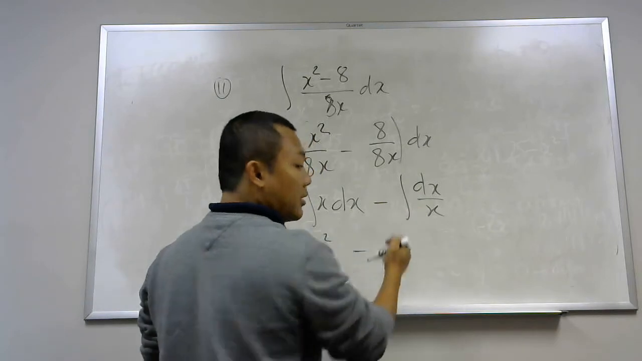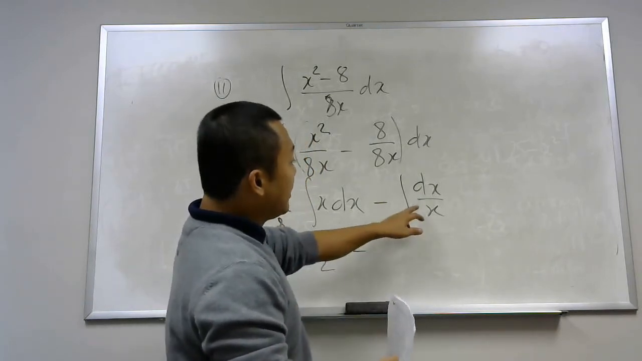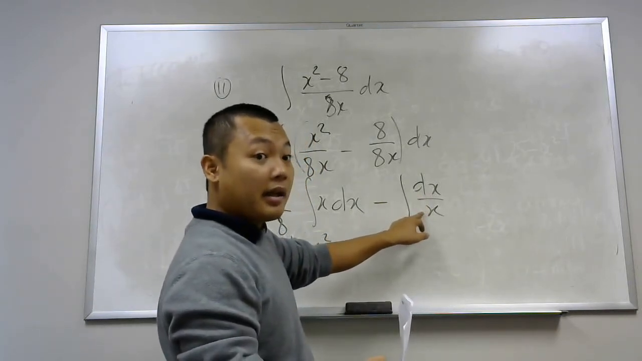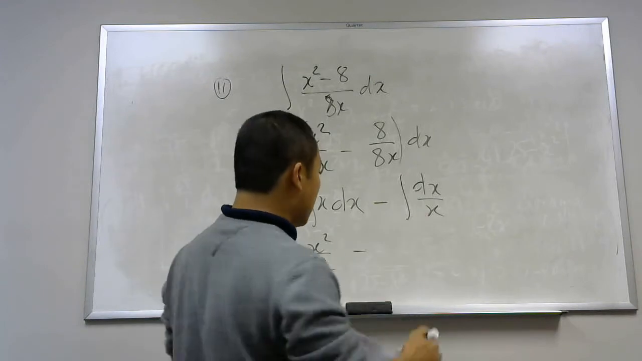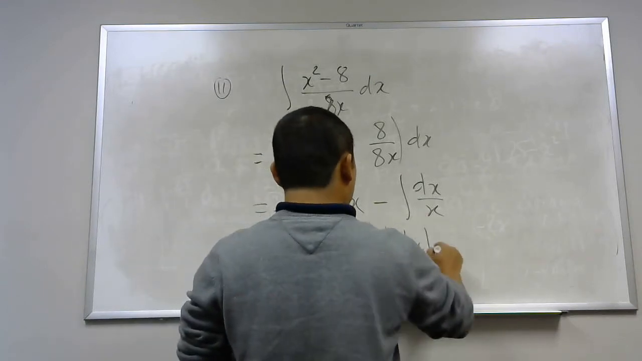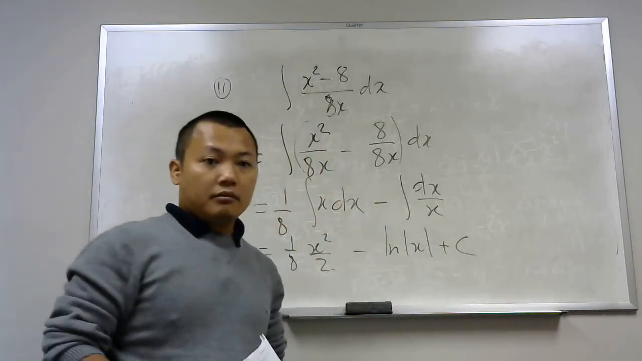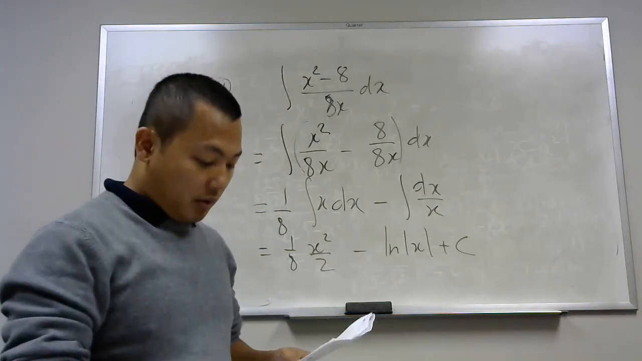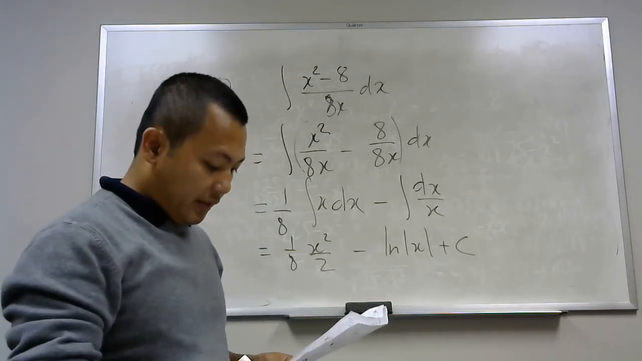But here we cannot apply the power rule. The integral of dx over x is ln of absolute x plus c. So that's what we have. Almost the same as what we had today.